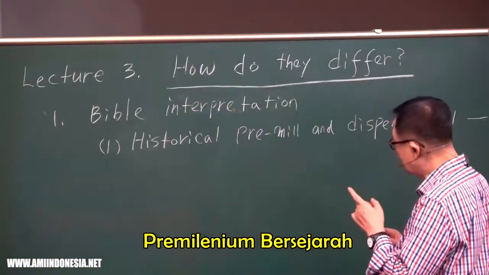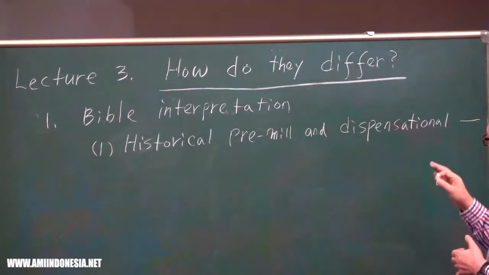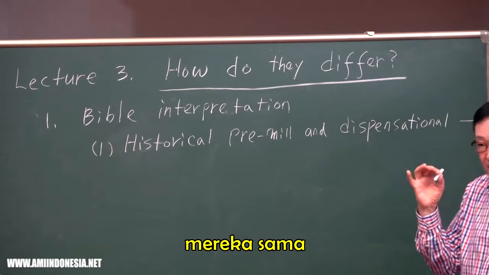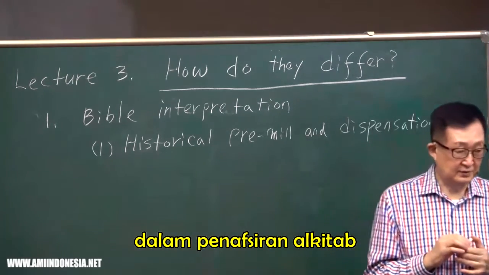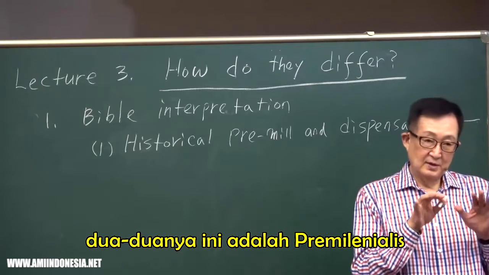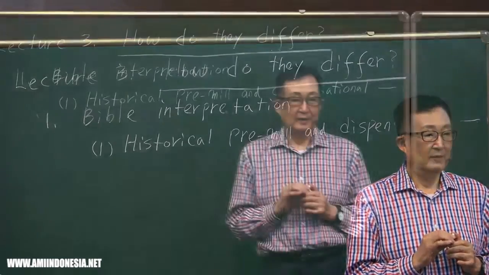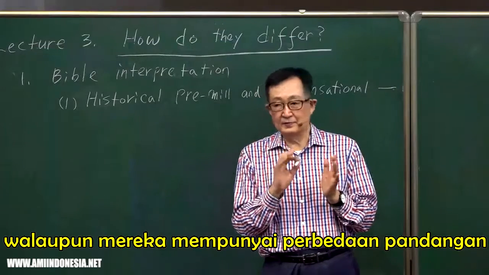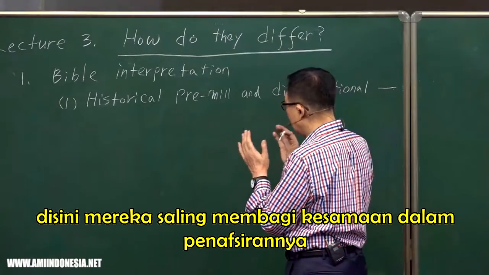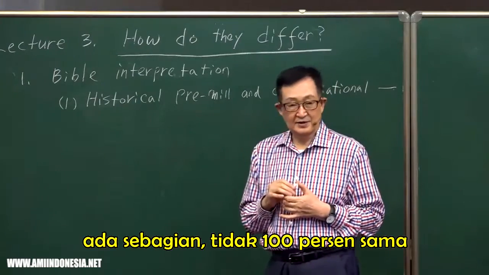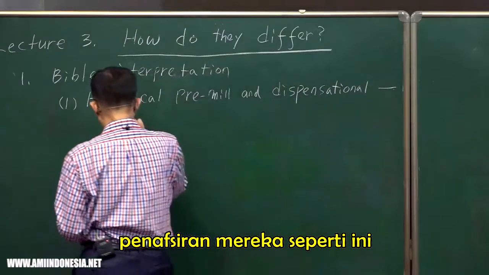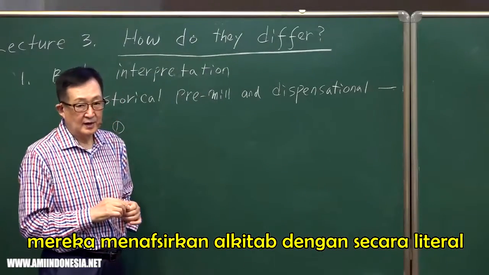Now, historical premillennialism and dispensational premillennialism, they are in common in this Bible interpretation, because they are all premillennialist. These two are premillennialist. Although they hold different points of view on many issues, they share a common view on the interpretation, in some way, not 100% the same. Now, their interpretation is this: they interpret the Bible in a literal way.